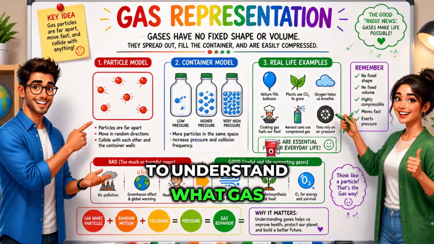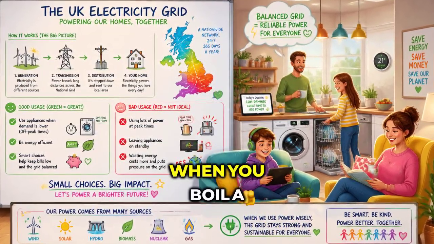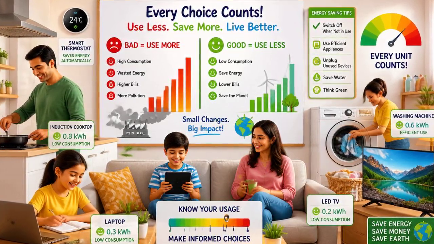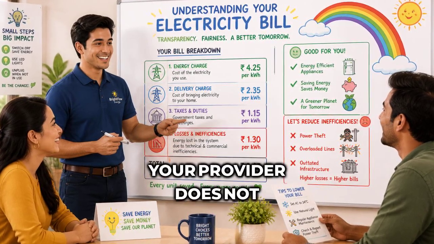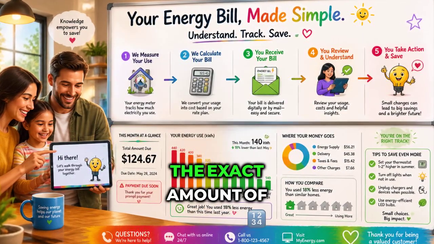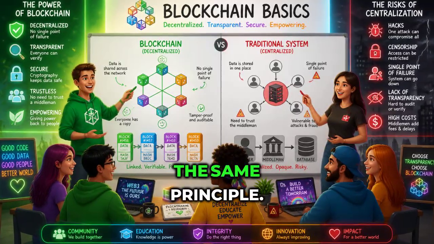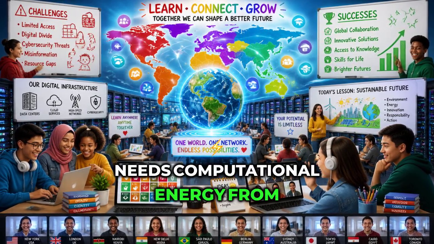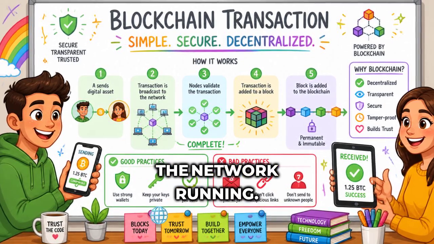To understand what gas really represents, picture the UK electricity grid. When you boil a kettle, run the washing machine, or charge your phone, you are using measurable units of electricity. Your provider does not charge a flat rate per item. They bill you for the exact amount of energy those appliances consume. A blockchain works on the same principle. Every action you take needs computational energy from thousands of computers around the world that keep the network running.